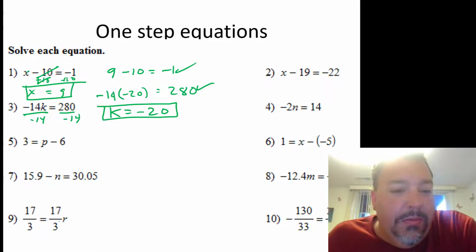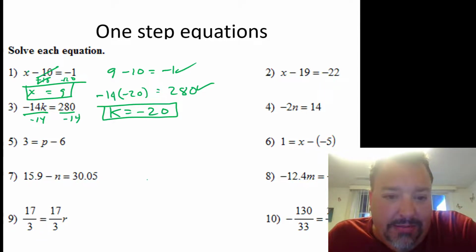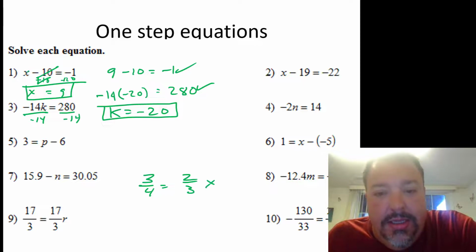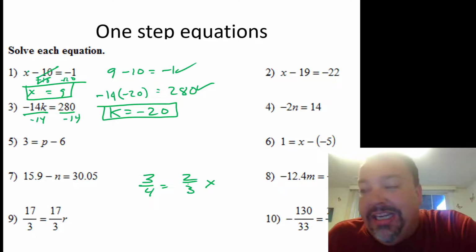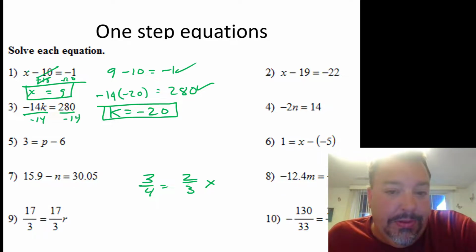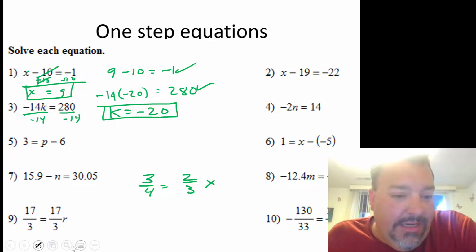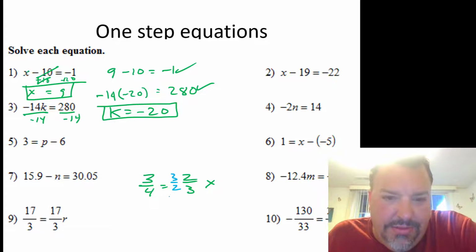And you might be wondering what to do if you have some fractions like this. Let me write up a different problem here. So imagine I got 3/4 is equal to 2/3 times x. Well, here I want to get the x by itself, and it's being multiplied by 2/3. Now we can divide both sides by 2/3, but dividing by a fraction is the same as multiplying by the reciprocal. So a lot of times we're just going to flip this guy around, 3/2, and multiply both sides by the reciprocal of the coefficient.